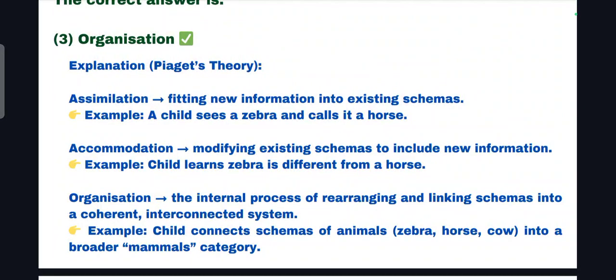What is organization? It is the internal process of rearranging and linking schemas into a coherent, interconnected system. Example: a child connects schemas of animals, that is zebra, horse, cow, into a broader mammals category. So this is the answer.